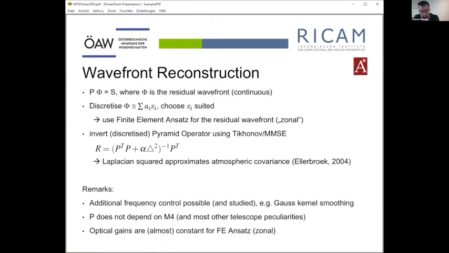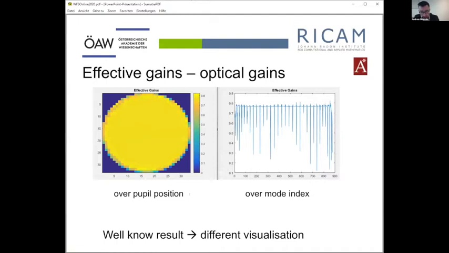And one last point, which is a pro and a con, depending on how you see it. The optical gains using those zonal pokes are almost constant, which brings me to the next slide. You're all familiar with the right-hand side plot, where you plot the optical gain over the mode index or actuator numbering. We saw a lot of those presentations, so it's not new from my side. They look like this and they're almost constant, but we have these peaks all over the place, which makes us think it's not really good.